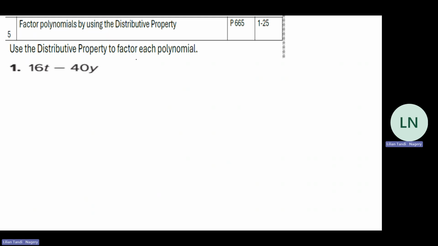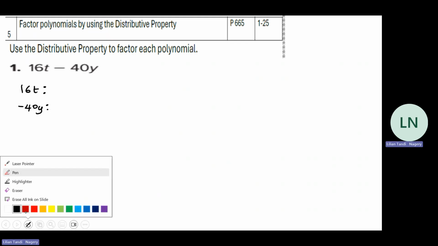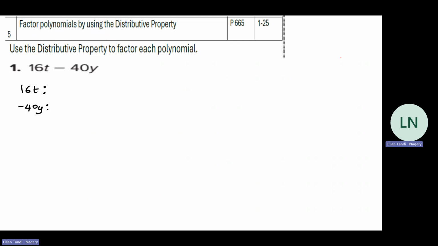Use distributive property to factor each polynomial. Okay, so do greatest common factor. 16t negative 40y. Break down 16t. So that will be 16. You break it down. Use prime factors. 2 and 8. 2 is a prime factor. 2 and 4. 2 is a prime factor. 2 and 2. Okay. So that will be 2 times 2 times 2 times 2 times t.